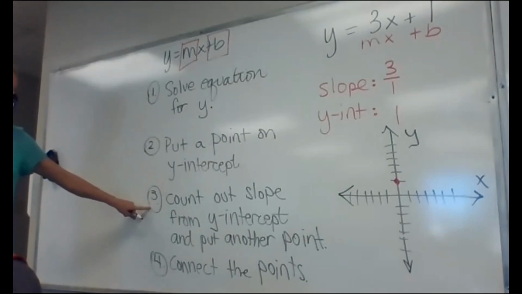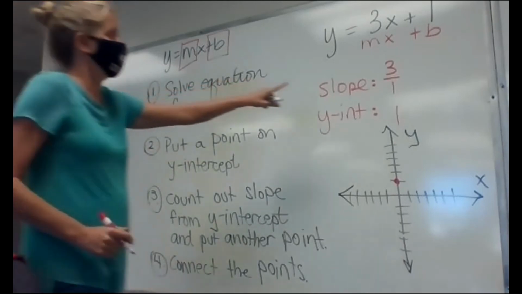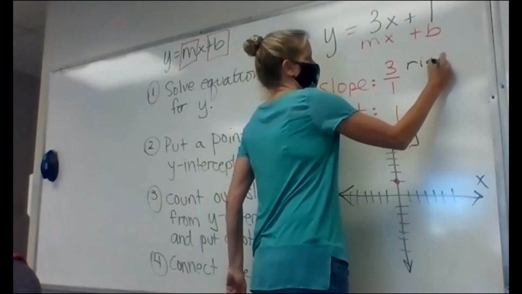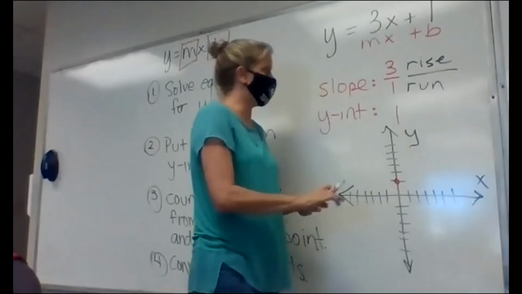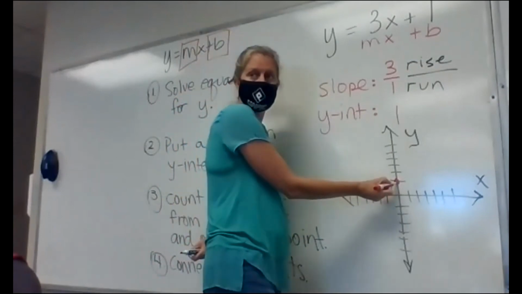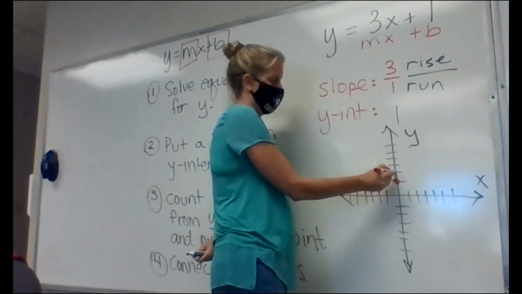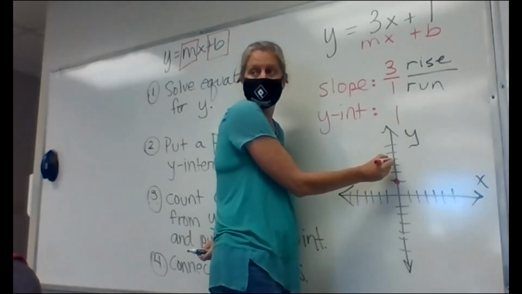Step 3 is you're going to count out the slope starting from that red point I just put. When I get to my stopping point, I'm going to put another point. So my slope says to go, this number is my rise. This number is my run. Remember, it's the rise over the run. So from this point is where I start. I'm going to rise 3. 1, 2, 3. I don't do anything yet. I got to do rise and run.